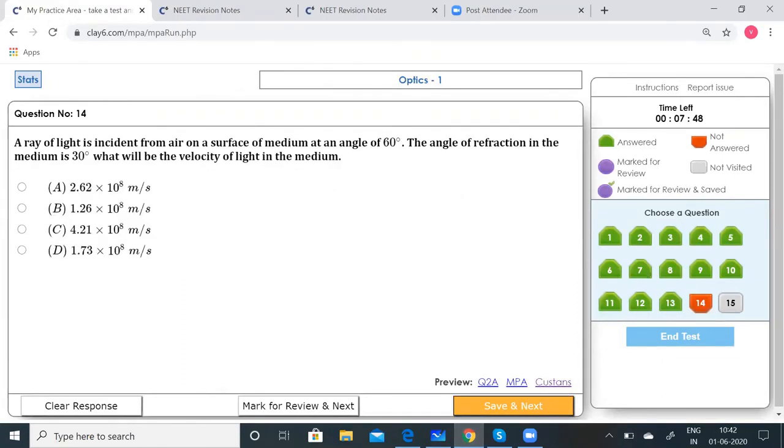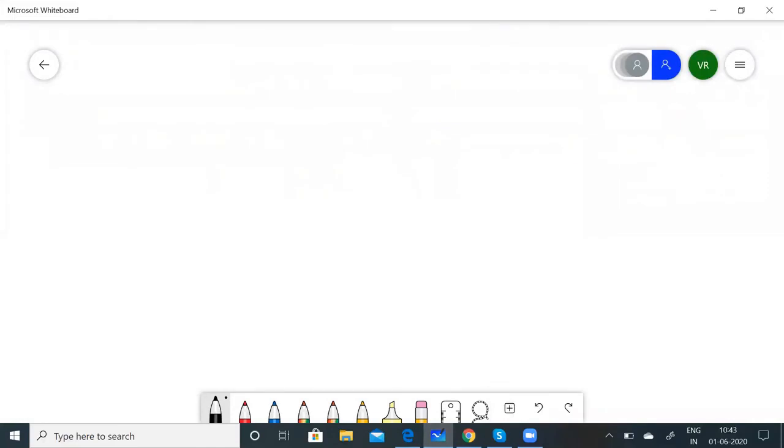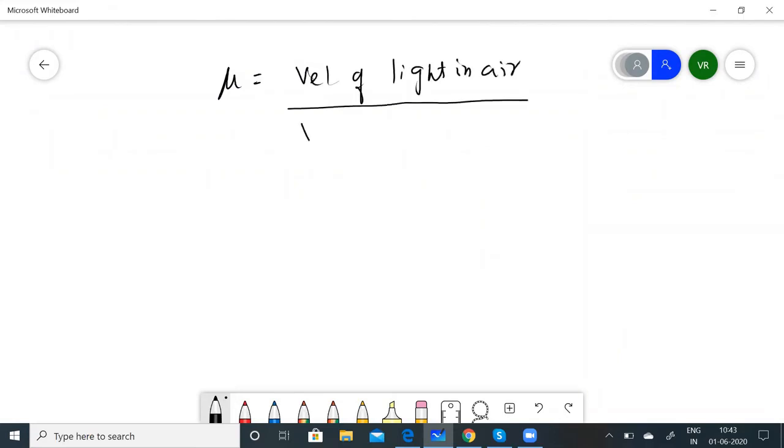All right. The 14th one. A ray of light is incident from air on a surface of medium at an angle of 60 degrees. The angle of refraction in the medium is 30 degrees. What will be the velocity of light in the medium? Let's quickly calculate. Now, you know, mu is equal to velocity of light in air by velocity of light in the medium.